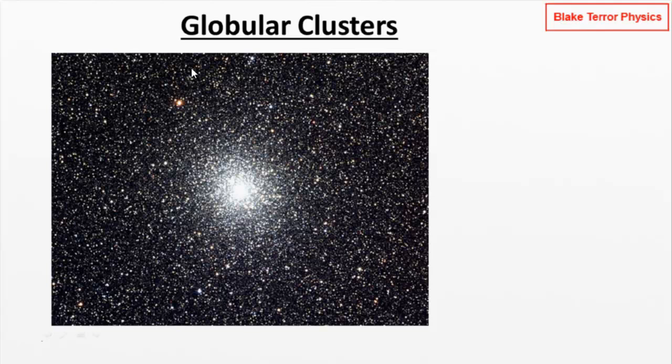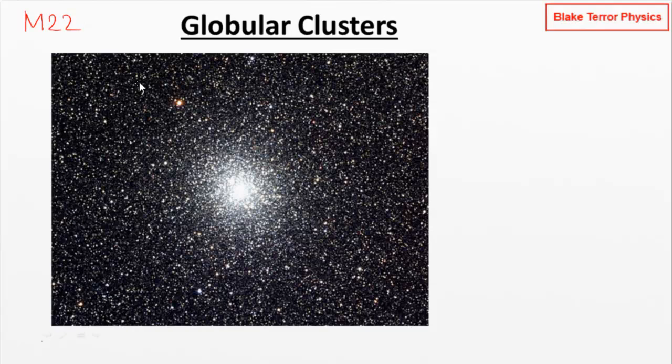Hello, in this video I'm going to say a little bit about globular clusters. They're slightly mysterious objects that are found in the Milky Way and other galaxies. This photo here is of Messier 22. This is the great globular cluster in Sagittarius.